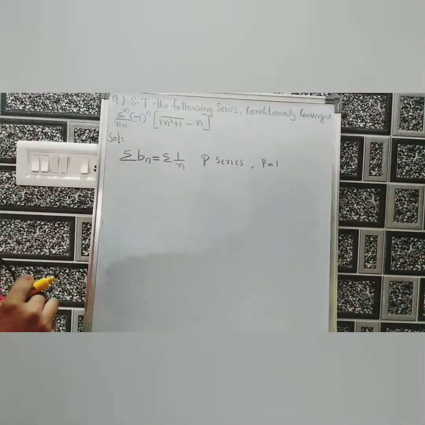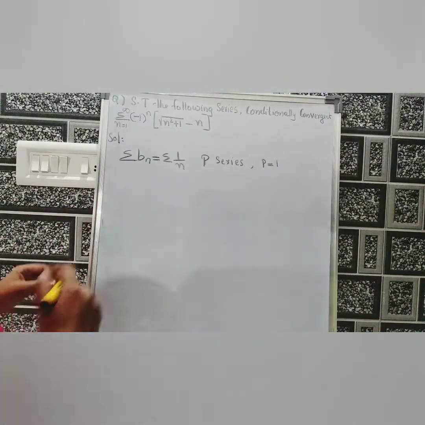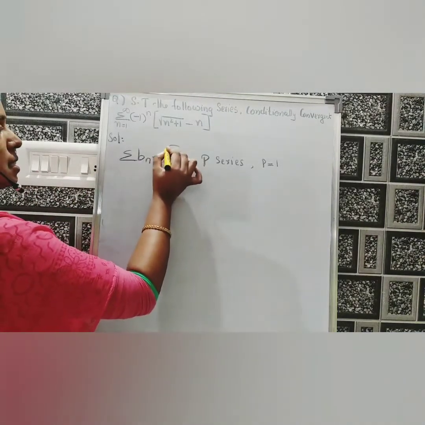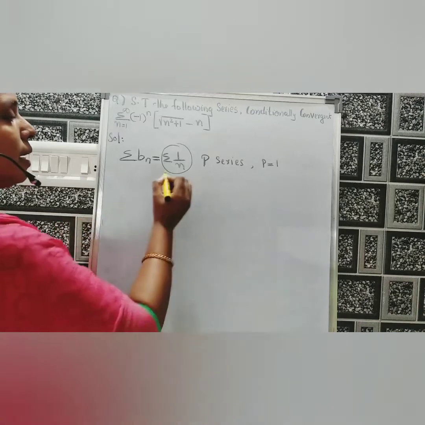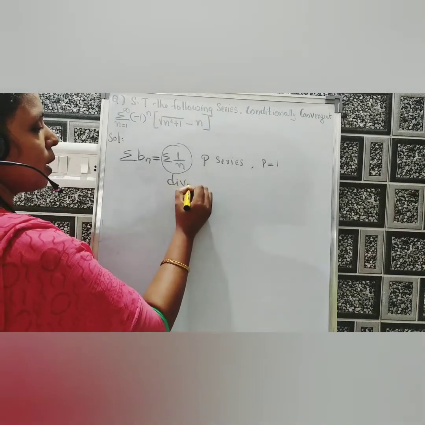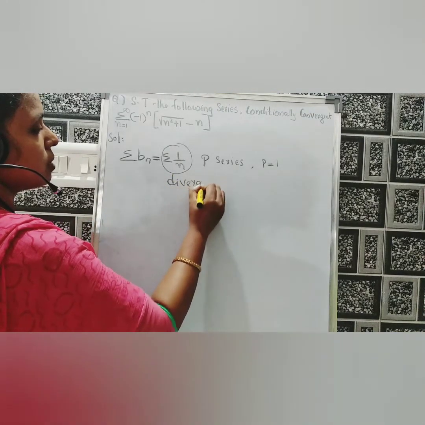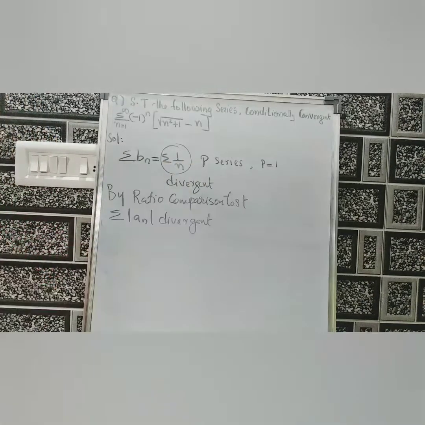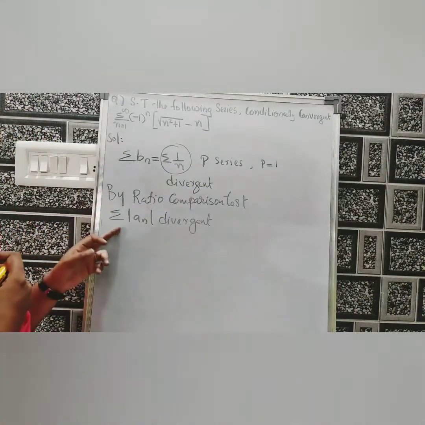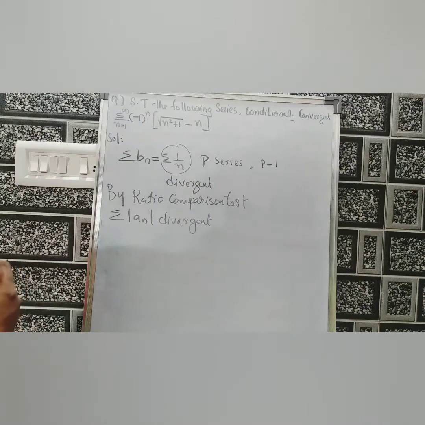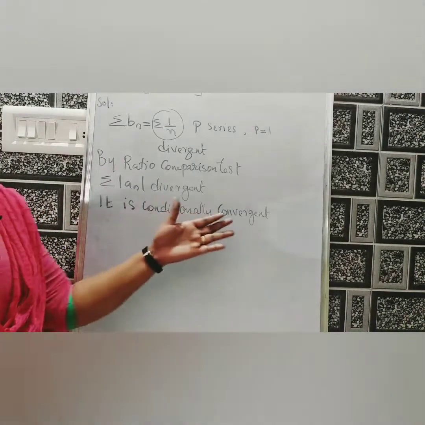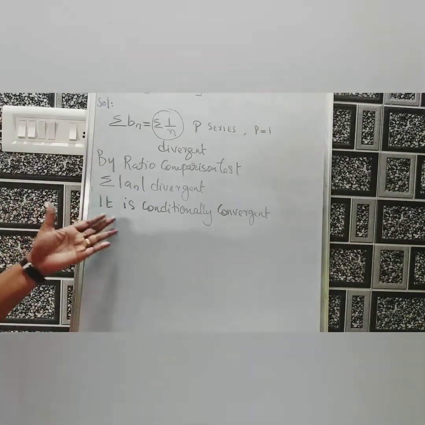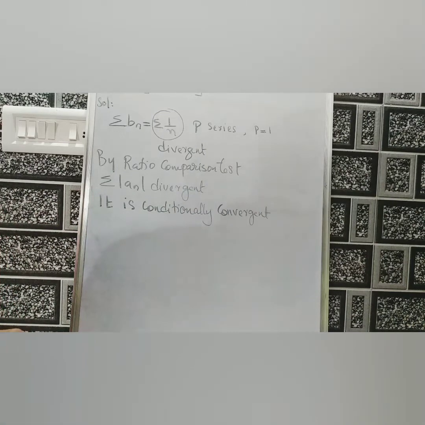Now sigma b n is equal to sigma 1 by n. It's a p series, p equal to 1 here. By the p series test, sigma 1 by n is divergent. Then by the limit comparison test, sigma mod a n is divergent. Hence, the given series is conditionally convergent. Clear?